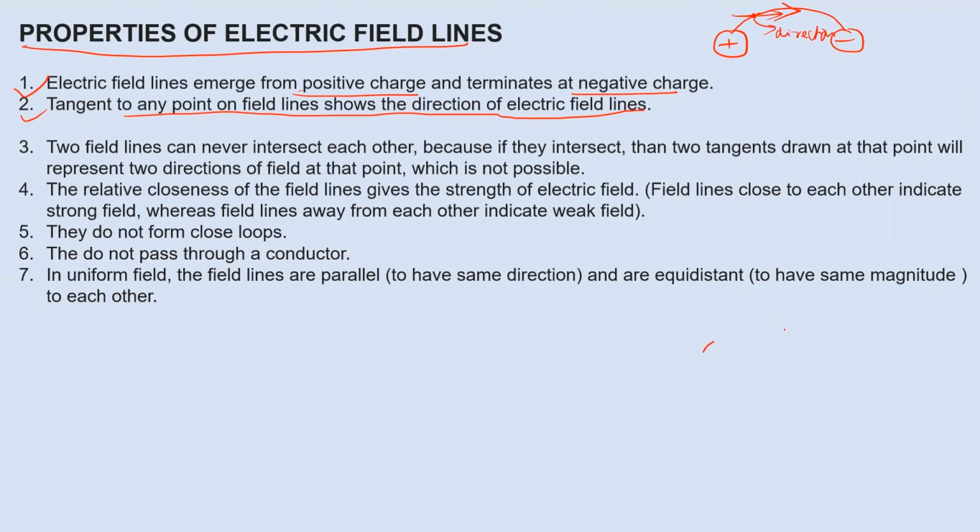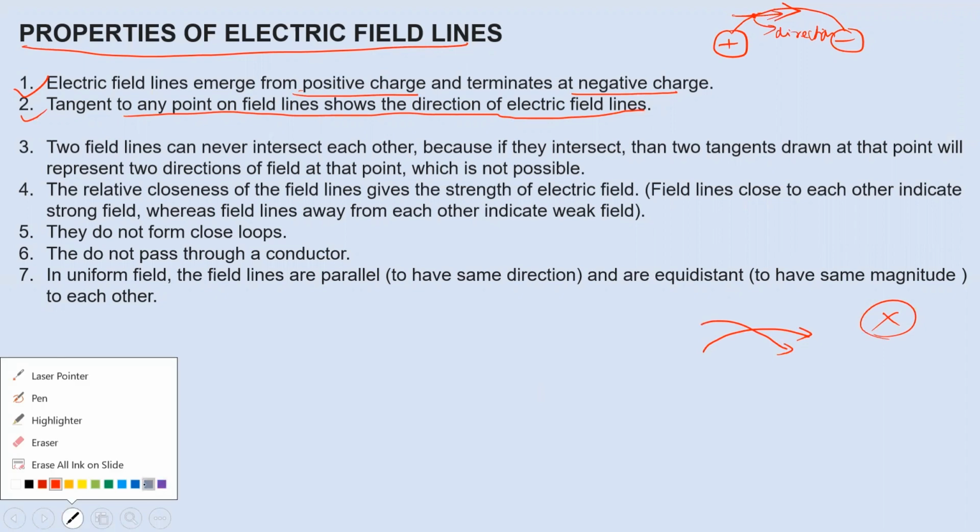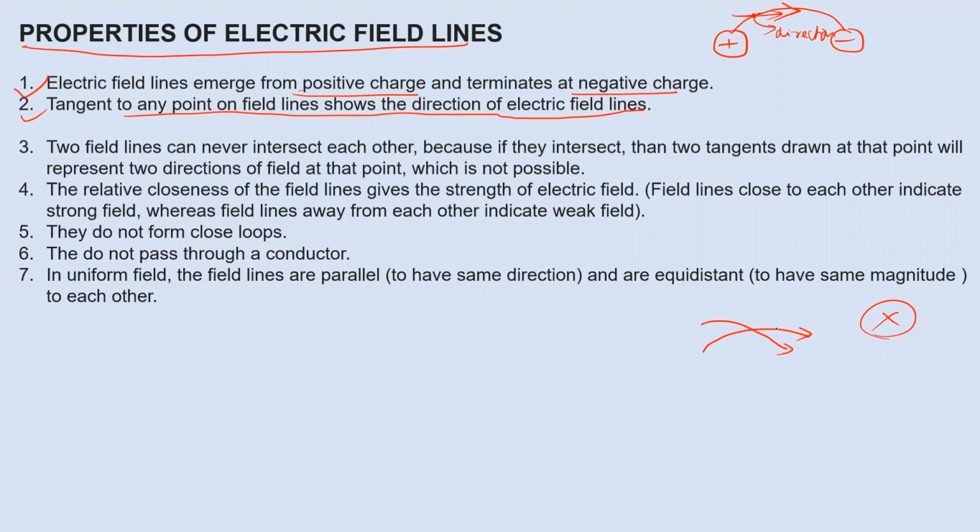The third is what? Electric field lines will never intersect each other. Intersection of electric field lines is not possible. Why? Because in the second point, we have seen that direction is given by the tangent. If two field lines intersect, then at this point you will draw two tangents, one this way, one this way. So you will get two directions at a single point, and practically that is not possible.